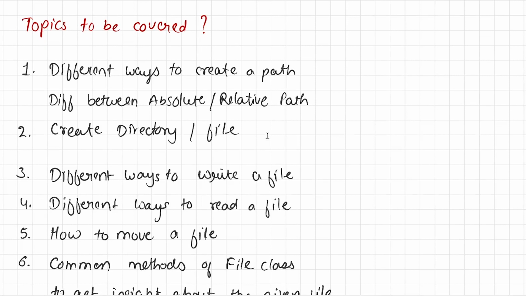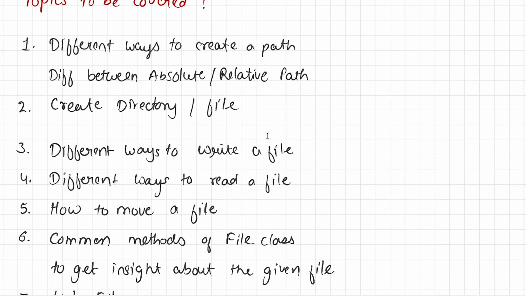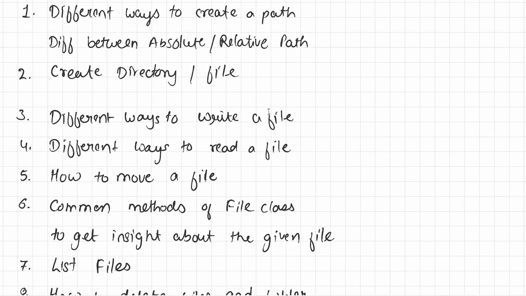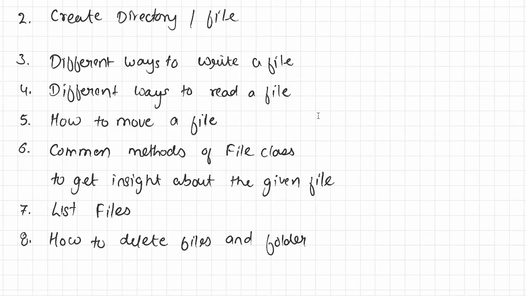So in this section we are going to talk about all the topics we are going to cover in this playlist. The first topic we are going to cover is the different ways of creating a path, and I will explain the difference between absolute and relative path. Then I will show you how to create a directory and file using the Files class, and after that I will show you different ways to write and read a file.